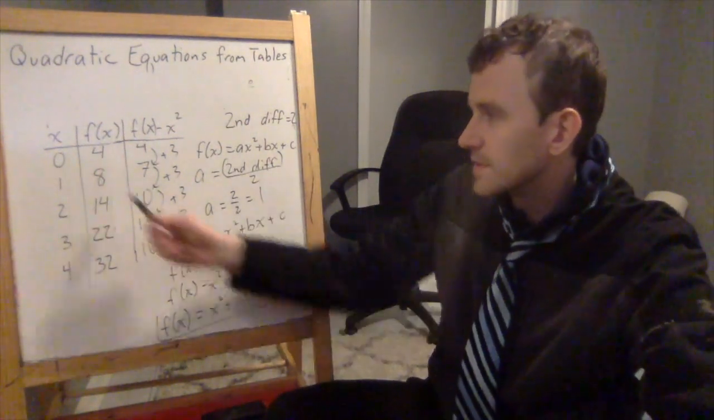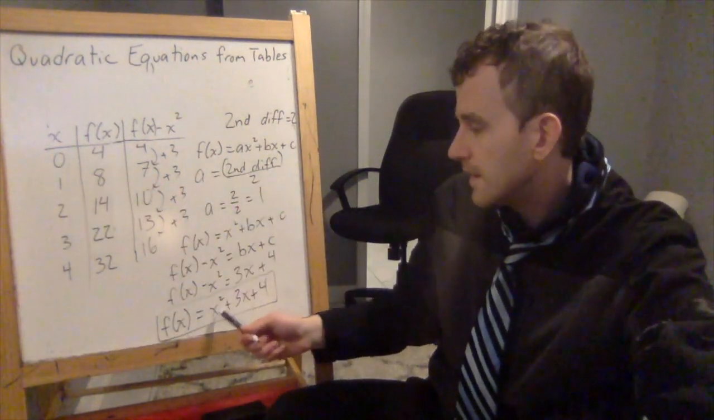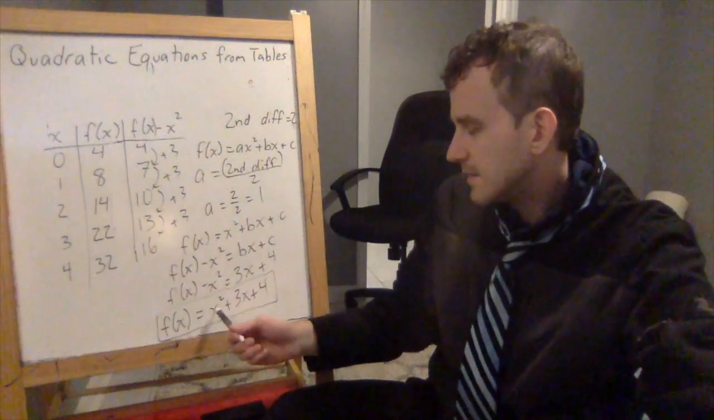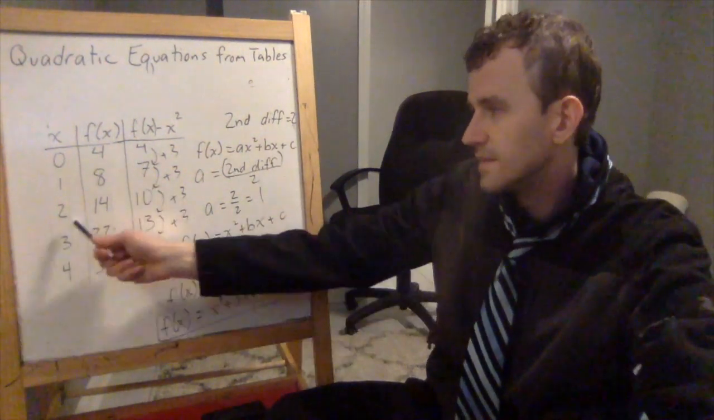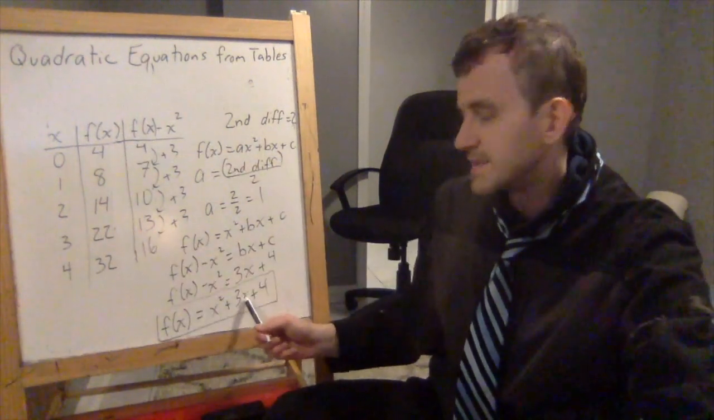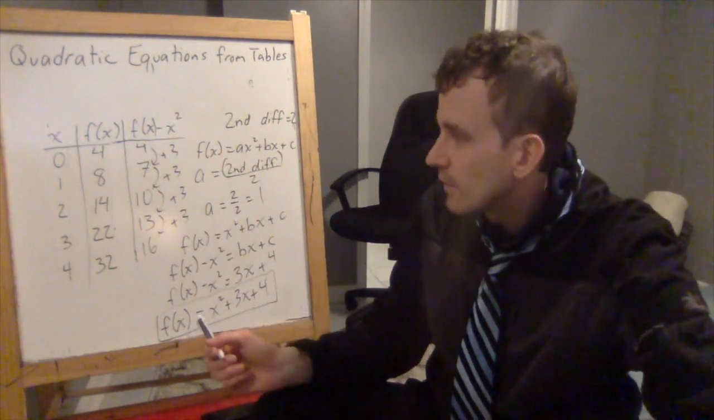0 squared plus 3 times 0 is 0 plus 4. 1 squared plus 3 times 1, 1 plus 3 plus 4, that's 8. 2 squared, 4, plus 6 plus 4 is 14, so that works.